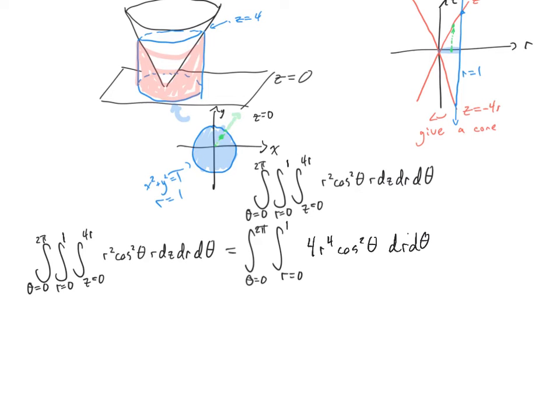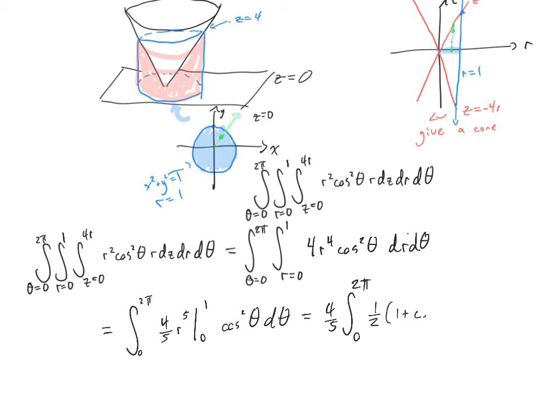Integrating r is going to be pretty easy. I just get r to the 5th divided by 5. So 4/5 r to the 5th, 0 to 1, cosine squared theta, d theta. To do cosine squared theta, I'm going to have to do a half angle formula. So 4/5 r to the 5th evaluates to be 4/5, and then I'm left with 0 to 2 pi. Cosine squared theta is the same as 1/2 times 1 plus cosine 2 theta, d theta.